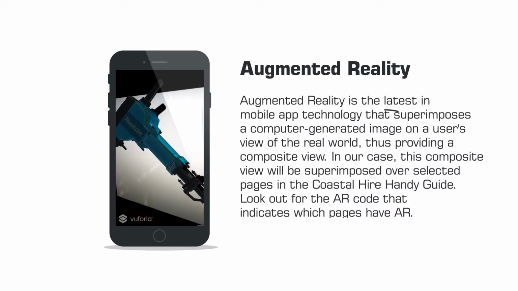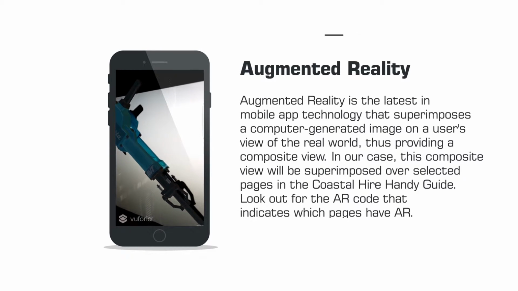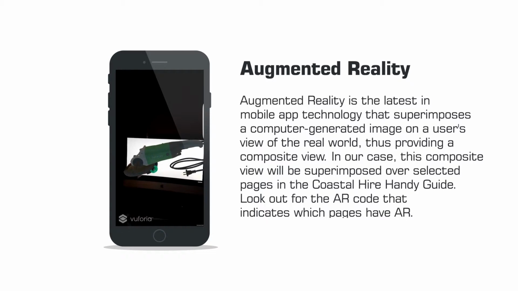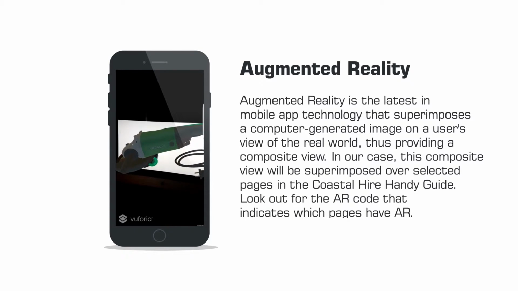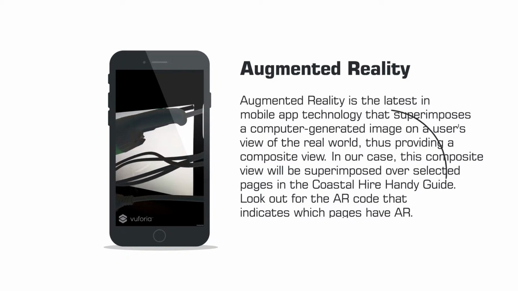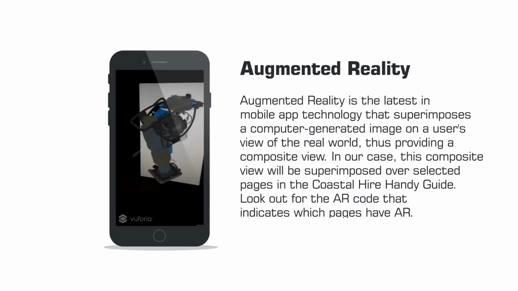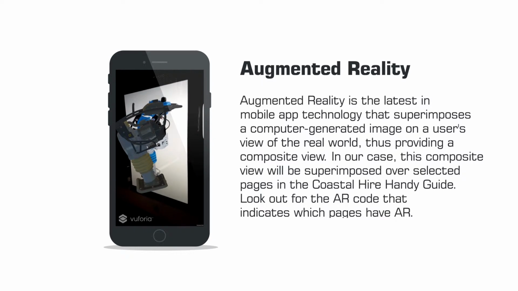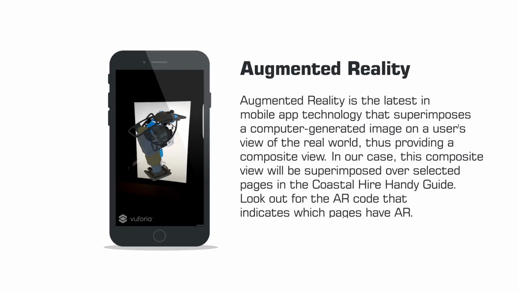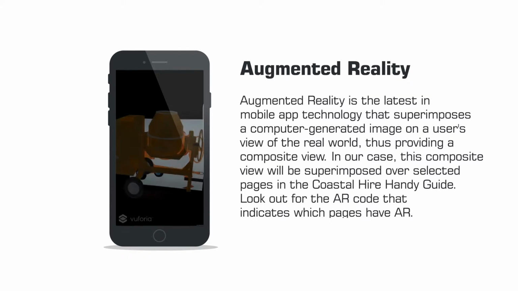Augmented reality is the latest in mobile app technology that superimposes a computer-generated image on a user's view of the real world, thus providing a composite view. In our case, this composite view will be superimposed over selected pages in the Coastal Hire Handy Guide. Look out for the AR code that indicates which pages have AR.